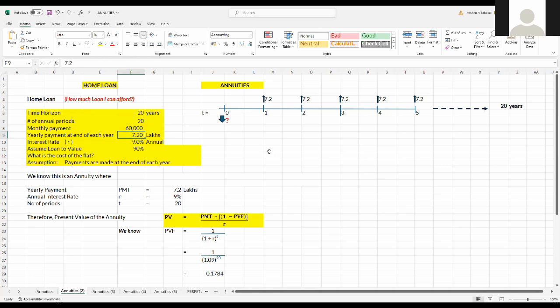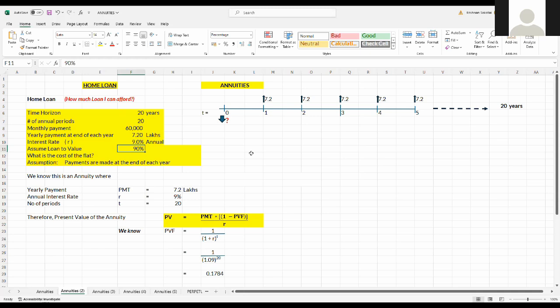As before, we simplify this problem so that all the payments are lumped together into one payment at the end of each year. So at the end of year one, I make a payment of 7.2 lakhs, then year two, year three, etc. The annual interest rate is 9%. Now, loan to value is 90%. What is this loan to value?